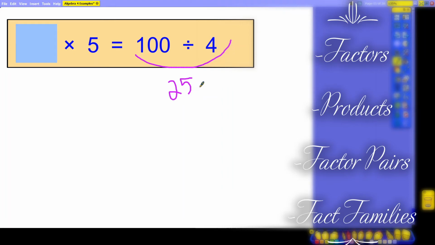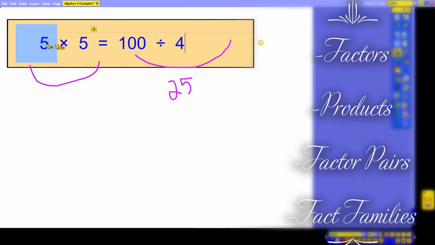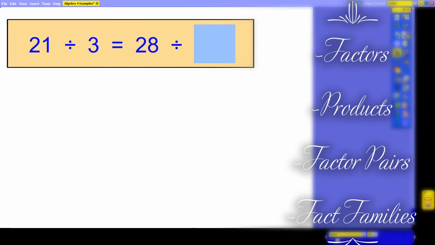25, 50, 75, 100. So here, when I multiply these two numbers, I get 25. So that must be 5. Let's see if we are right. We are. 5 times 5. Let's move on to the next.